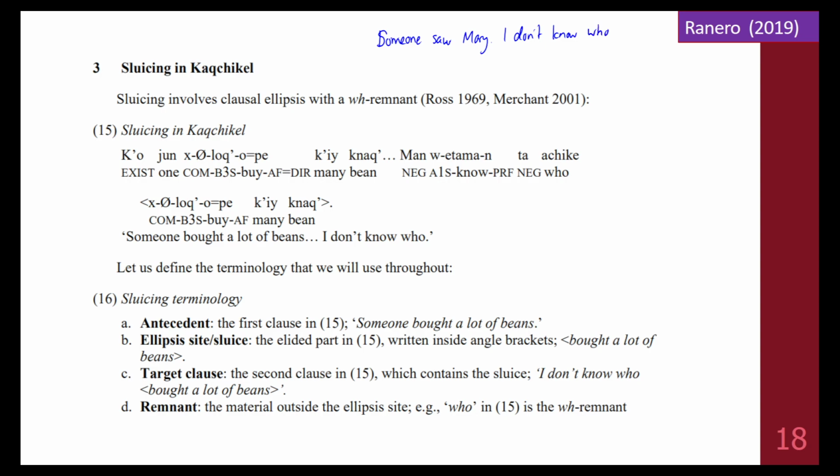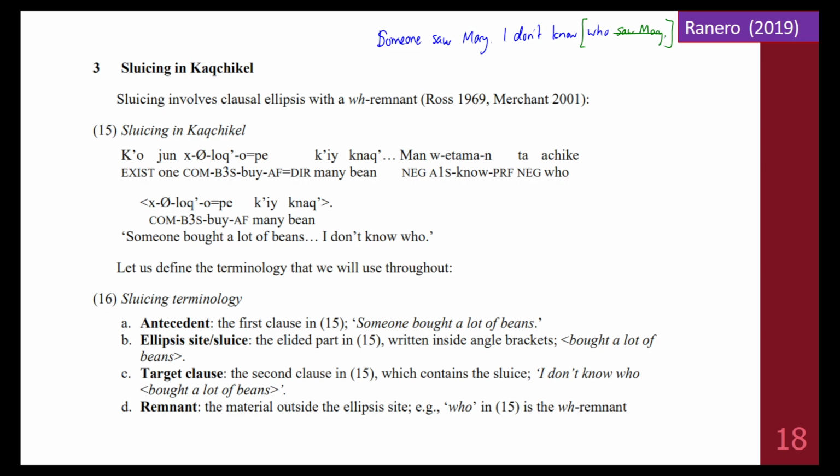But what's interesting about this is that "who" really starts its own little clause in there. And instead of saying "who saw Mary," so someone saw Mary, I don't know who saw Mary, we can just get rid of "saw Mary" and say "someone saw Mary, I don't know who." So that's what sluicing is.